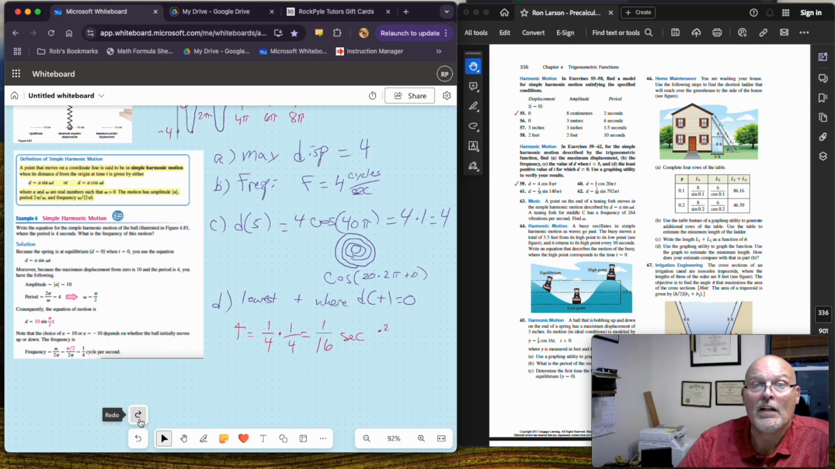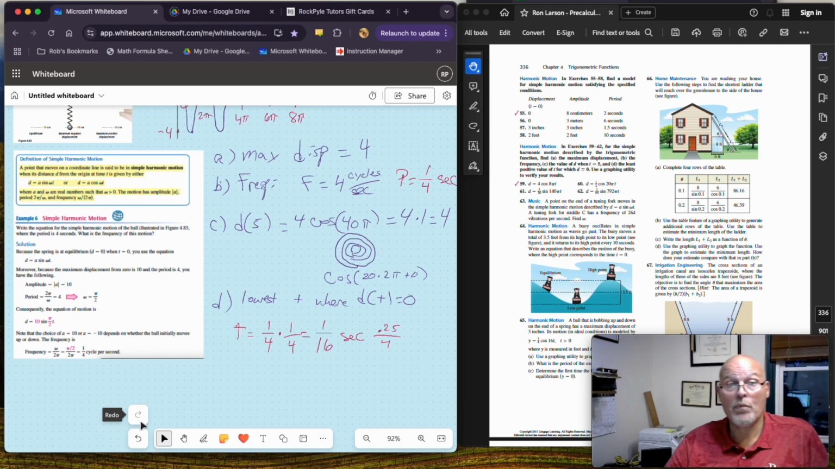or if you think about the period, it's 1/4 of the period. And I'll go up here and show that the period is 1 over the frequency, or it's 1/4 of a second per cycle. So there we have our answer.